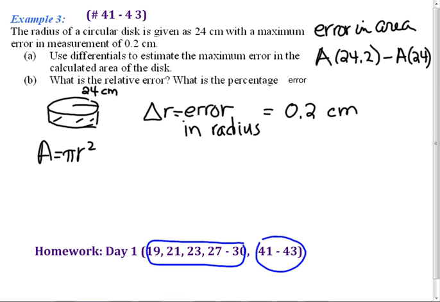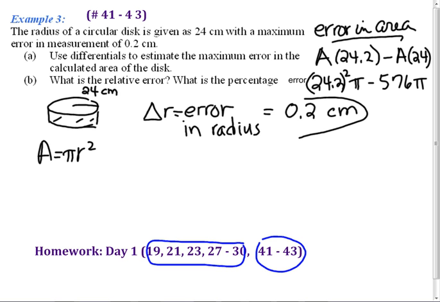Okay, well, I know what 24 squared is. You guys know what that one is? 576 pi. Okay, for this one I have to do 24.2 squared. Now this, by the way, is the actual error. This is the real error in the area. What's 24.2 squared? This is the actual error in the area. If you make a disk with 24.2, you're a little bit off. That's the maximum area you can have and have this part work.